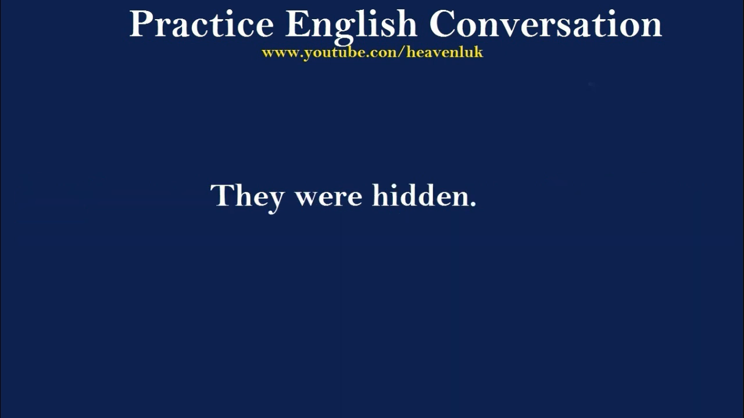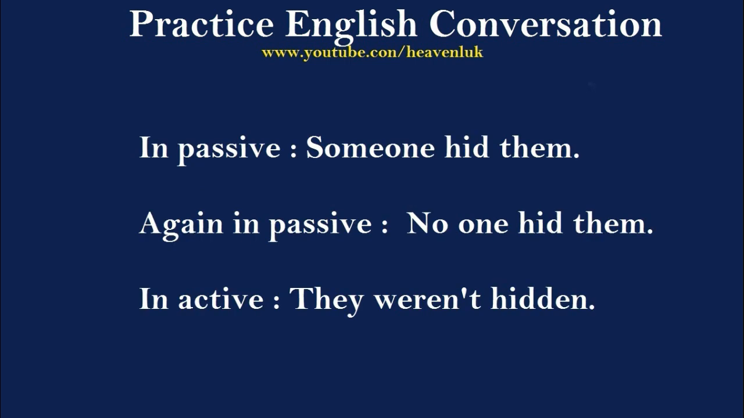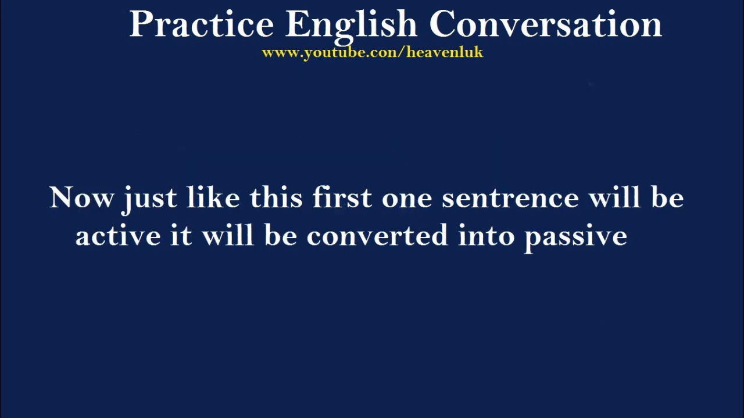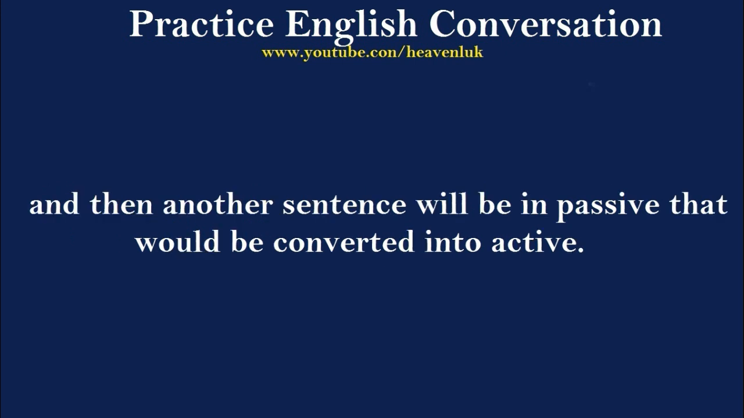Example 1, they were hidden. In passive, someone hid them. Again, in passive, no one hid them. In active, they weren't hidden. Now just like this, first one sentence will be active, it will be converted into passive, and then another sentence will be in passive, that would be converted into active.